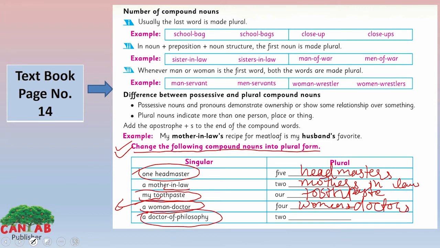Here, the last one, a doctor of philosophy. Yes, we have hyphen and preposition of here. So we will add only s in doctors. Two doctors of philosophy.